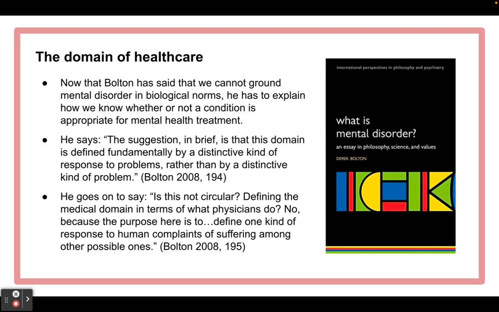Okay, so now that Bolton has said that we cannot ground mental disorder in biological norms, he has to explain how we know whether or not a condition is appropriate for mental health treatment. And here he says, quote, "The suggestion in brief is that this domain is defined fundamentally by a distinctive kind of problem or a kind of response to problems rather than by a distinctive kind of problem." He goes on to say, quote, "Is this not circular, defining the medical domain in terms of what physicians do? No, because the purpose here is to define one kind of response to human complaints of suffering among other possible ones." So, what is Bolton saying here?